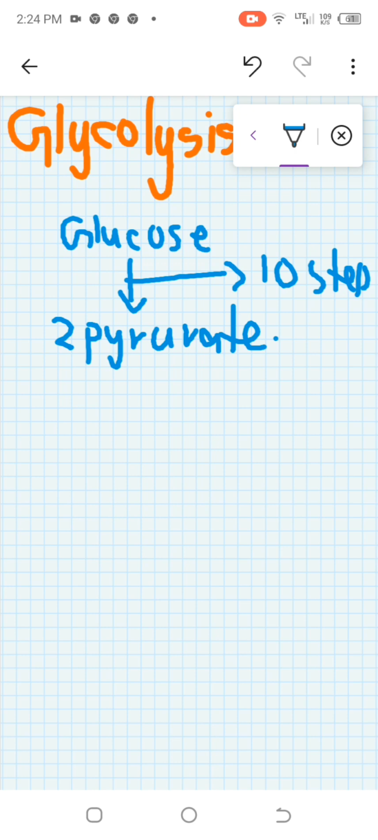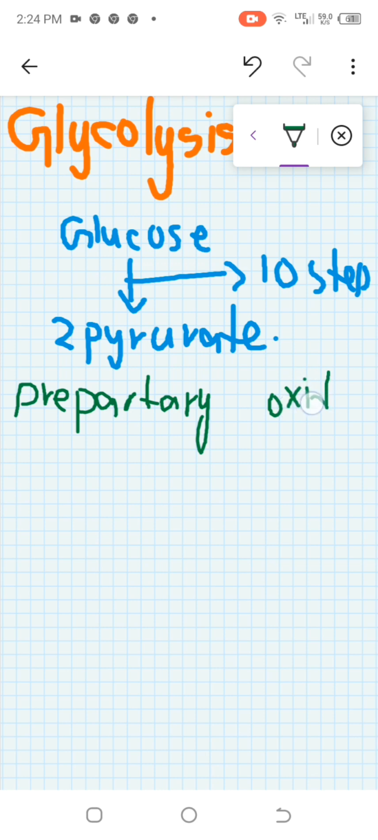Those 10 steps are basically divided into two forms. Number one is the preparatory phase. Another is the oxidative phase. One is preparatory, another is oxidative.